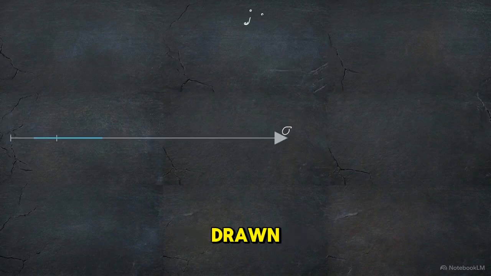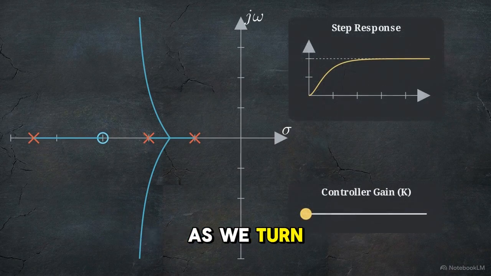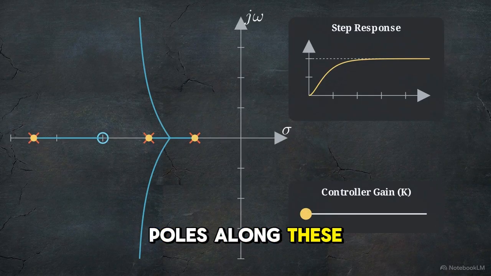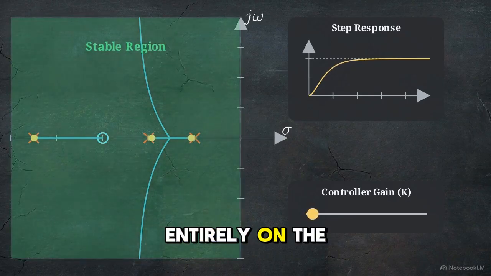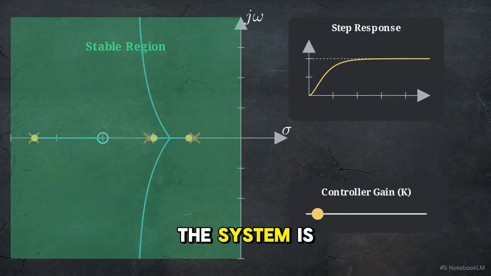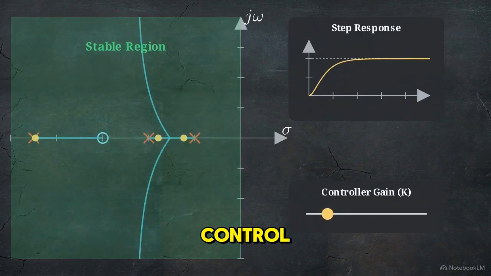With the map drawn, we can now use it to make engineering decisions. Watch what happens as we turn the gain dial up from 0, driving the system's poles along these designated paths. First, we check for stability. Because all the branches remain entirely on the left half of the S-plane, the system is inherently stable at any gain. It will not spin out of control.